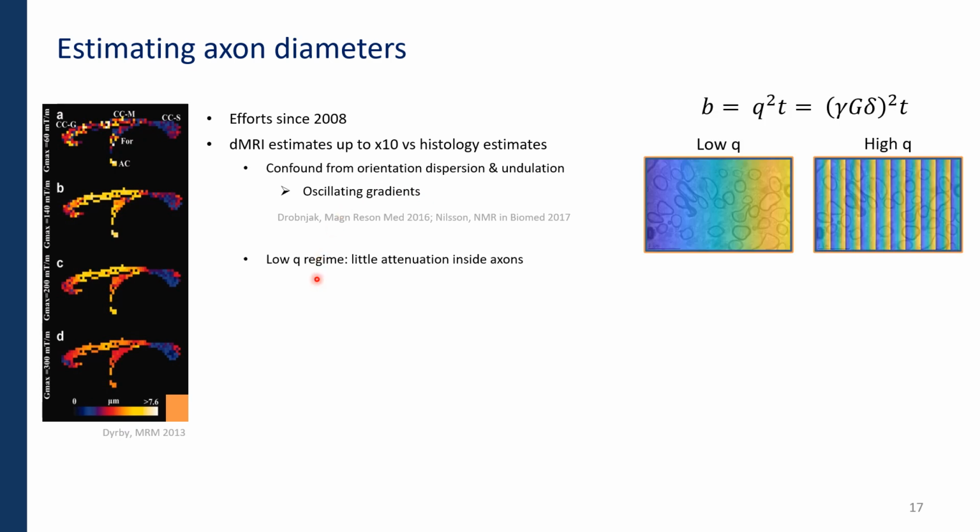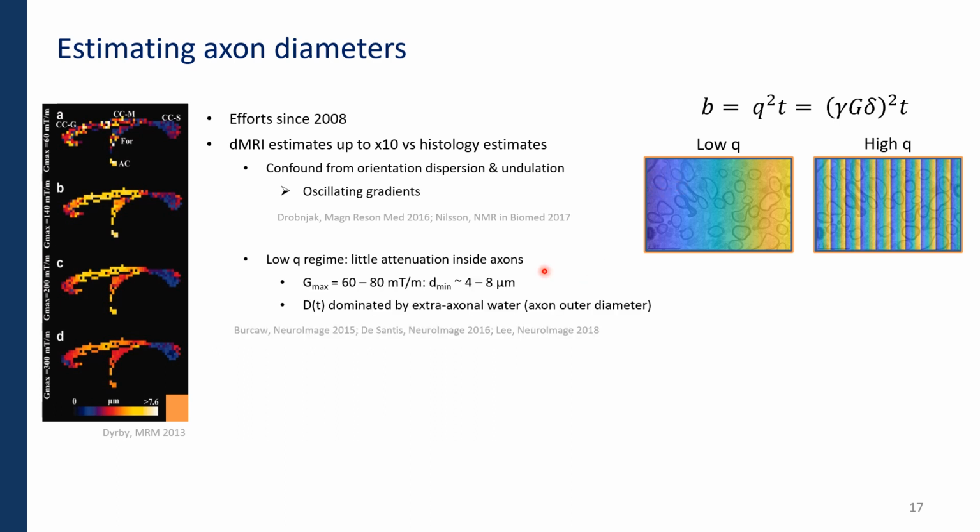And then the problem is that most of the time, people have been working in a low q regime, where, as I have explained earlier, we have very little attenuation inside axons. So it's almost impossible to get contrast and estimate this intra-axonal radial diffusivity here, because although the water molecules mix, they don't dephase, because my field overall here on such a short scale was homogeneous. And so using the gradients that are typically present on clinical systems, say for example up to 80 millitesla per meter, we can only characterize typical distances on the order of 4 to 8 microns, which is much larger than the white matter axons that are roughly 1 micron in diameter.